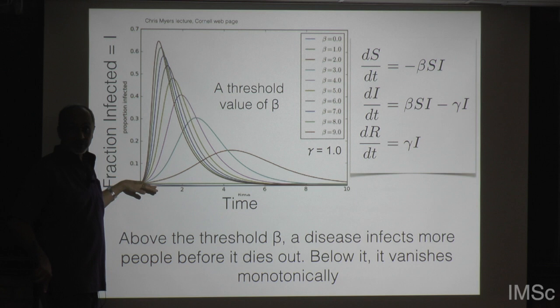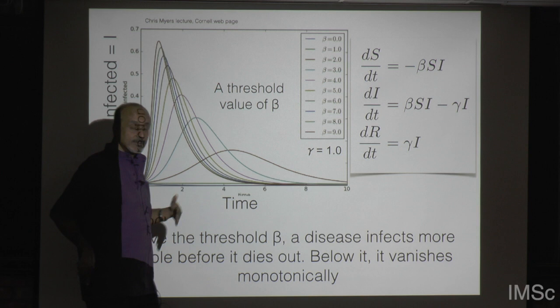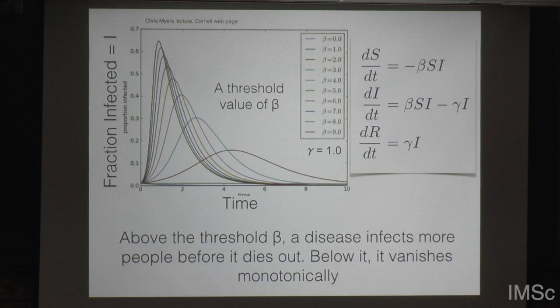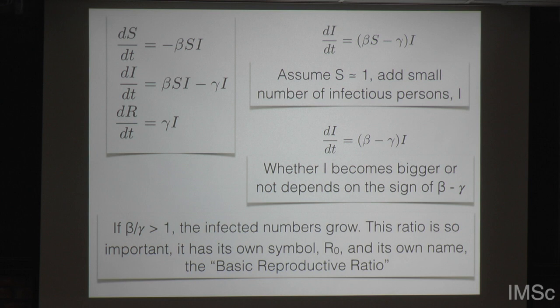So there is obviously some key reasoning from these graphs. There may be some threshold value of beta that distinguishes whether infection will first increase or whether it will come down. And that, again, guessing from here, is somewhere between 0 and 1. It's unlikely to be larger than 1. So what is that threshold value and how do we understand that?